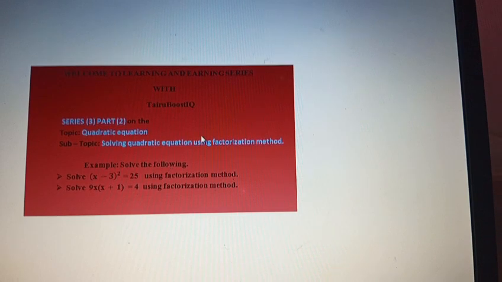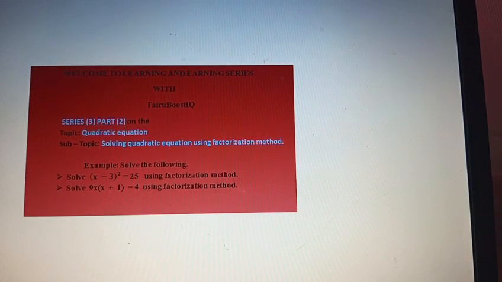Welcome to Learning and Earning series with Tairu Boost IQ, Series 3, Part 2 on the topic Quadratic Equation. Solve quadratic equation using factorization method. An example, solve the following. Solve (s minus 3) squared equals 25 using factorization method, and solve 9s(s plus 1) equals 4 using factorization method.